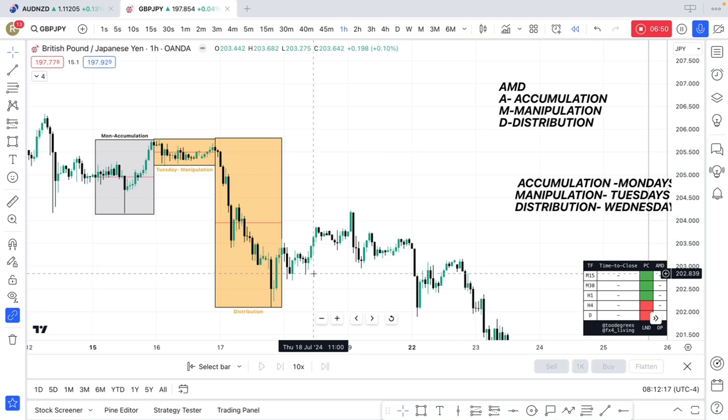That's solely what price does. But I want us to look at the time. This is what you should always look at. More often, the first candle creates the range.